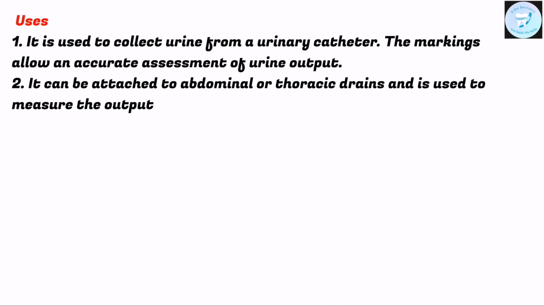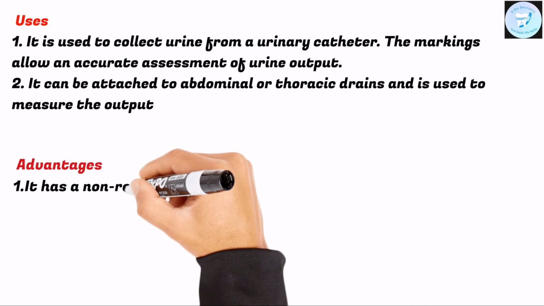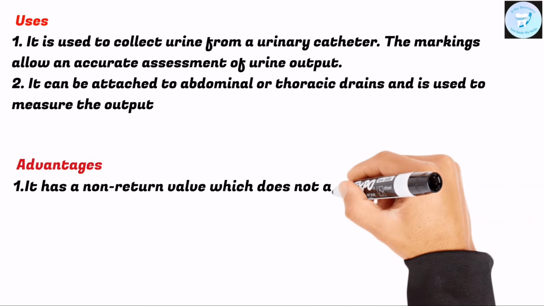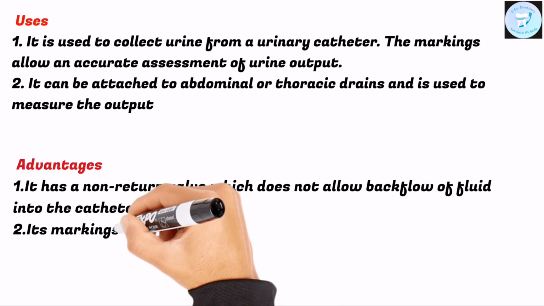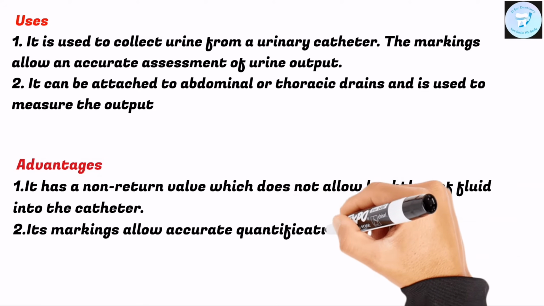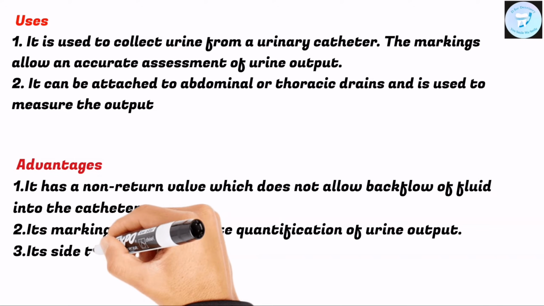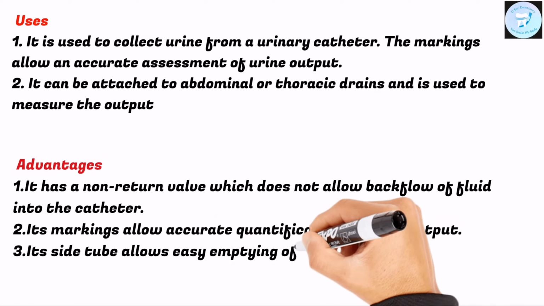What are the advantages? First, it has a non-return valve which does not allow backflow of fluid into the catheter. Second, its markings allow accurate quantification of urine output. Third, its side tube allows easy emptying of the urine.